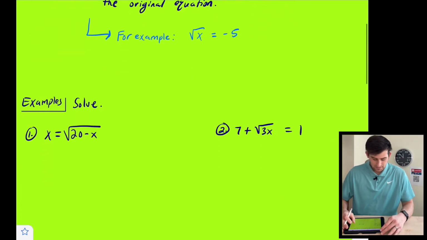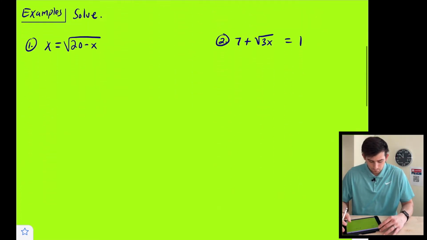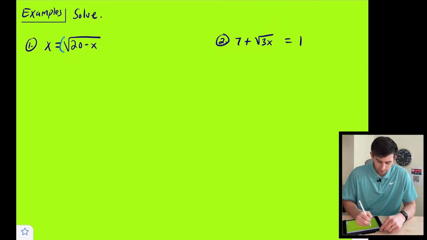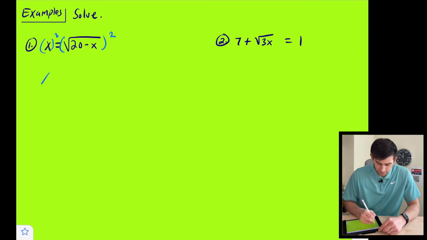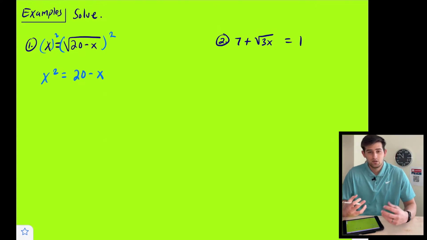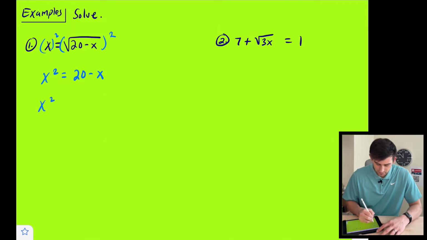So let's look at these two examples down here. The first one is x equals the square root of 20 minus x. What we would do is square both sides so that we can get rid of that radical. Now, we are not introducing a square root here. We are squaring both sides. So only positive values are going to work for us. Now we have x squared equals 20 minus x. I see this as a quadratic because I have an exponent of 2. So let's set this equal to 0.